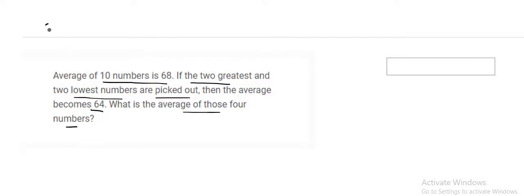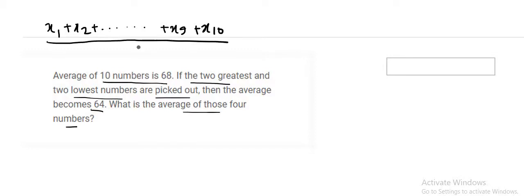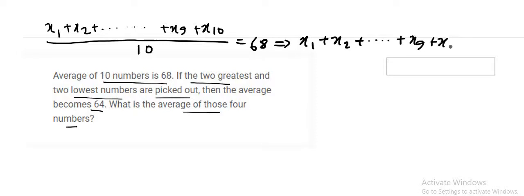So if we assume that the numbers are x1, x2, and so on, ordered chronologically up to the biggest number, then we have 10 numbers, and it says that the average of them is 68. So if we take the 10 to the other side, we get the summation of all these 10 numbers to be 680. That's equation number 1.